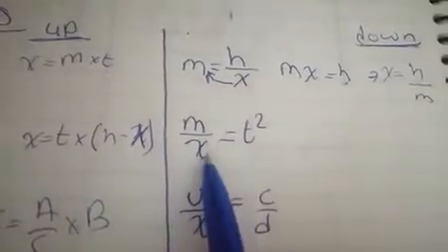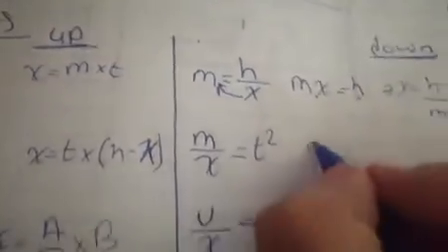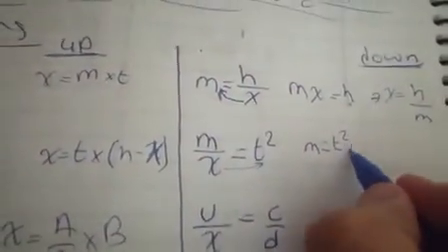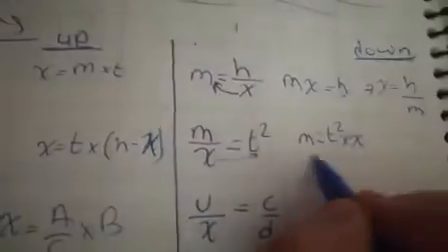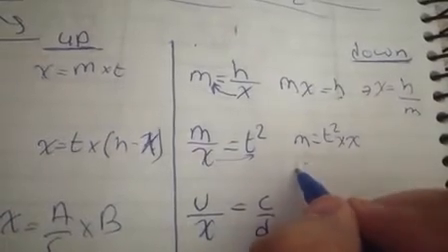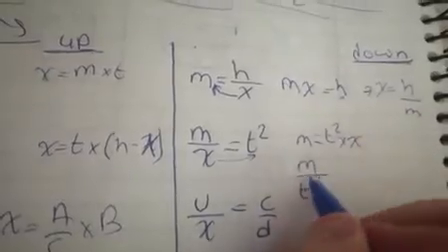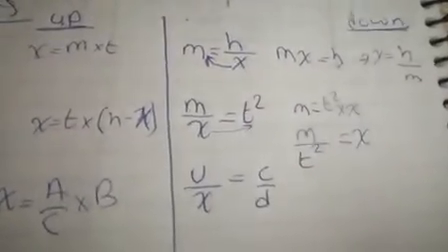In this one, m over x equal t squared. Is the x up? No. How to move the x up? Multiply by x. So m equal x t squared. Then how to make the x alone? We need to move the t squared, right? So m over t squared, because it's multiplied, so it's going to be divide, equal x. Now the x is alone, right?